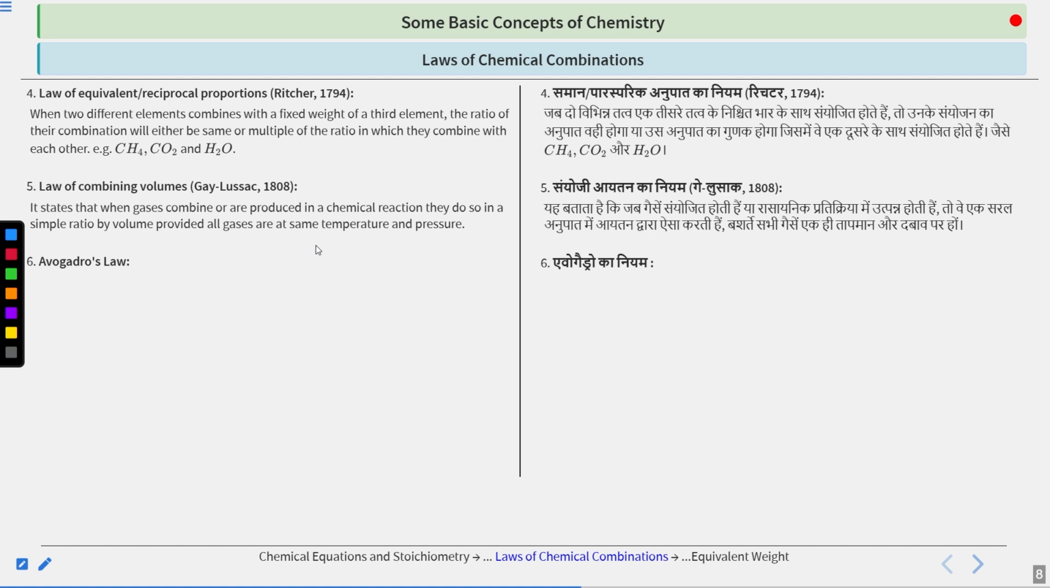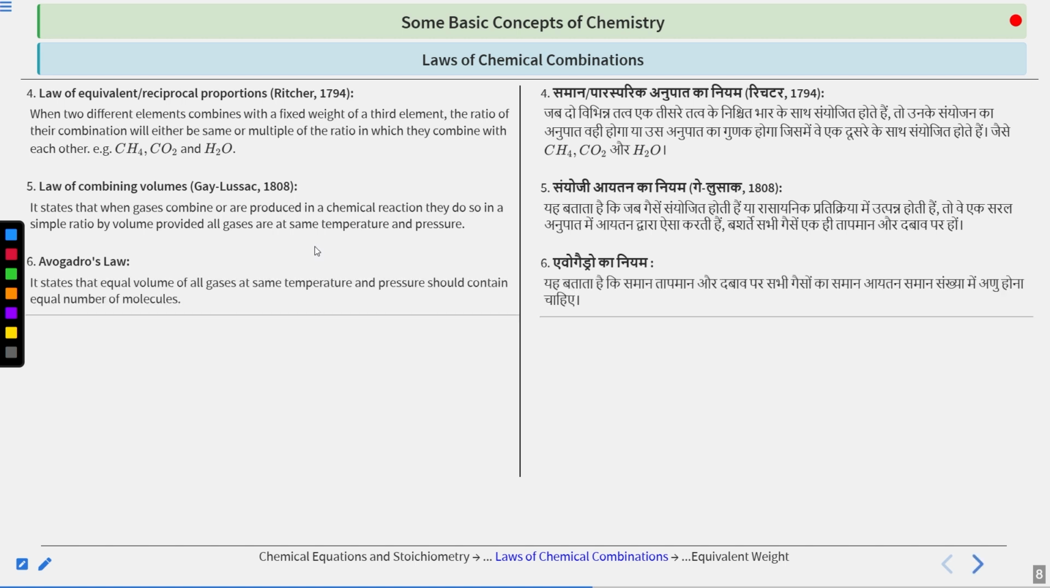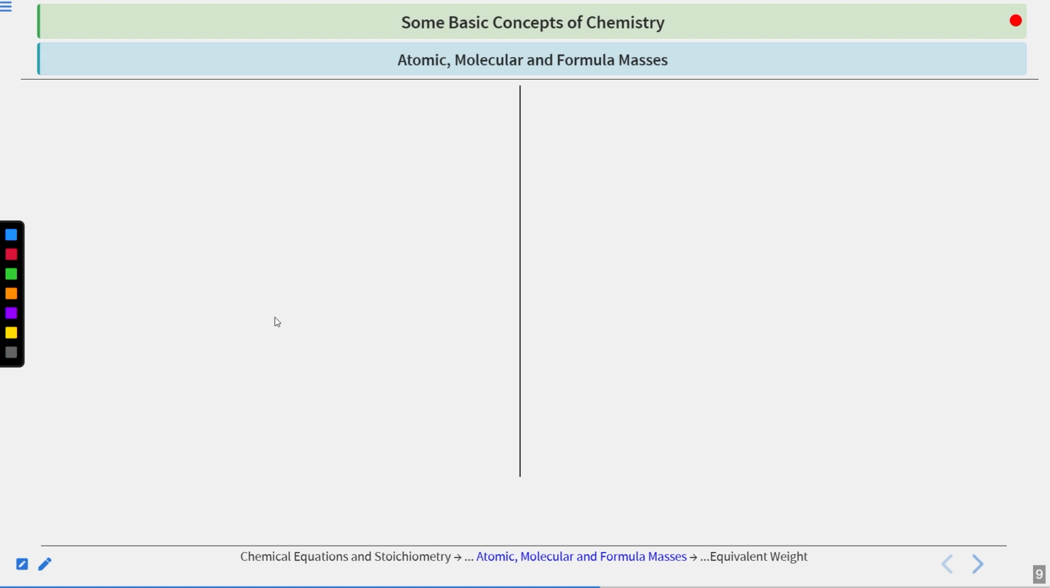Next is Avogadro's law. This is also very, very important. It says that equal volumes of all gases at the same temperature and pressure contain an equal number of molecules. So if you are taking two gases and they are maintained at the same temperature and same pressure, then their volume is also the same, and you would say that the number of particles will also be the same. This is a very, very important law. Clear? Next is atomic, molecular and formula masses.